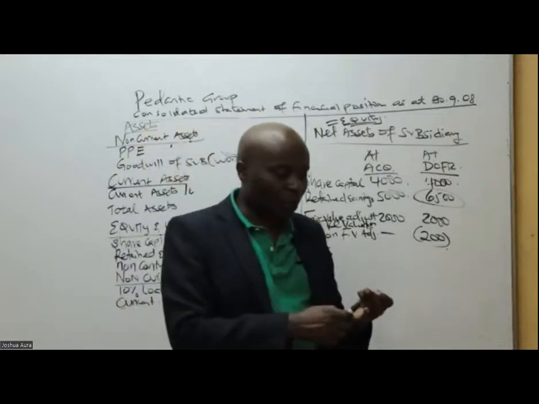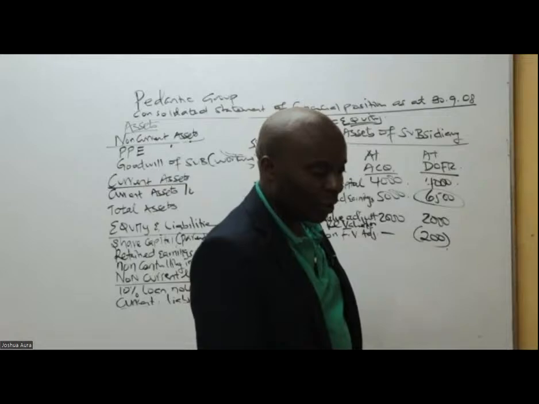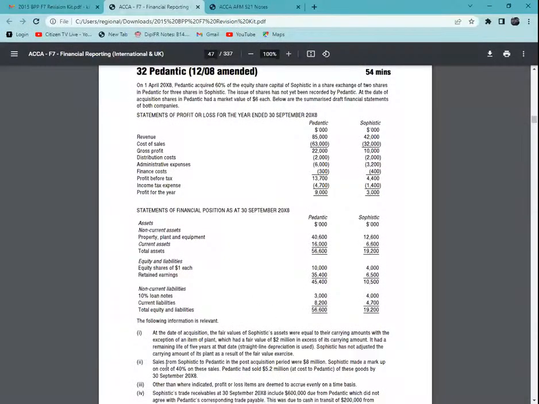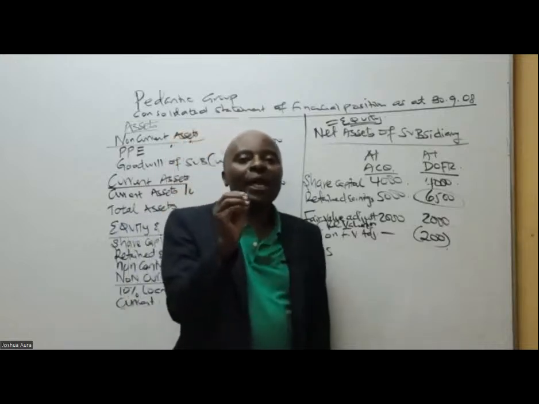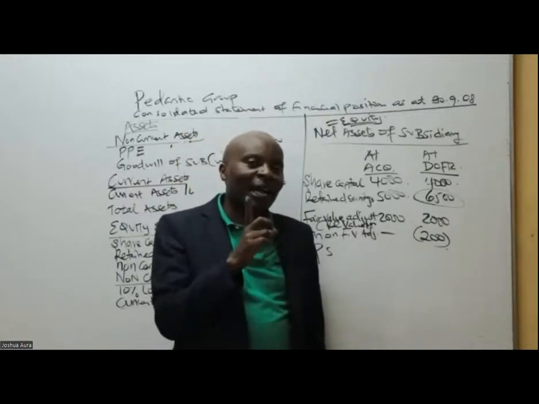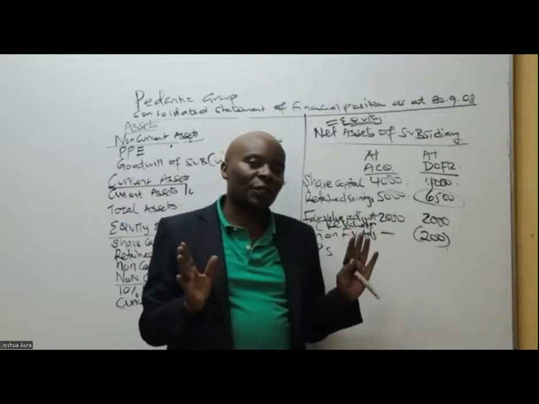So let's go back to the question. Who sold to the other? What are we told, ladies and gentlemen? Look at this: sales from Sophistic to Pedantic. Sophistic is the subsidiary, and they sold to the parent. So it is an upward transaction. If it is an upward transaction, then the UPS has to be brought in the subsidiary. Otherwise, we don't bring the UPS in the net assets of the subsidiary.